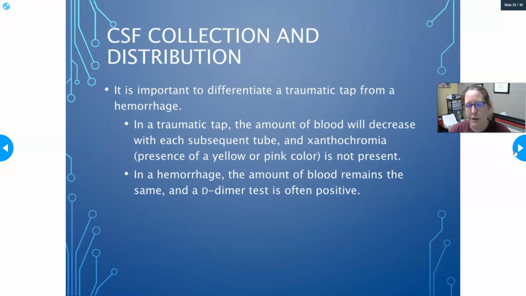In a hemorrhage, the amount of blood remains the same in all 4 tubes, and you could see xanthochromia, again, a pink or yellow color, and a D-dimer test is often positive for hemorrhage.